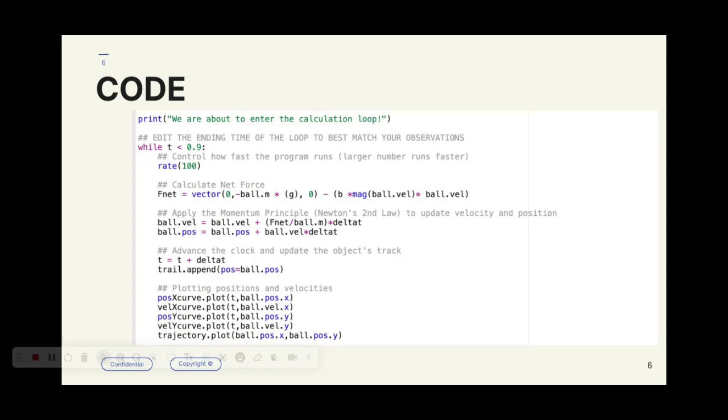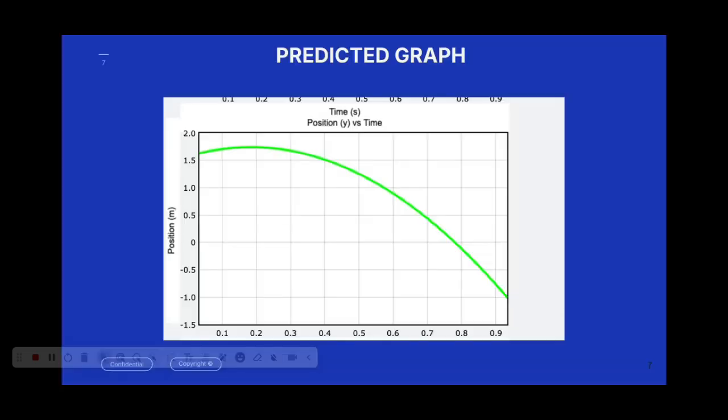So here is where we actually loop the code. You can see that we're going to 9 seconds, and we have that velocity and position update formula with a timestep of delta t that just loops over and over again. You can see that our net force, instead of 0 like last experiment, is the force of gravity, which is mass times gravity, and that drag force, which is b times the magnitude of velocity squared. So here's the graph based on that code.